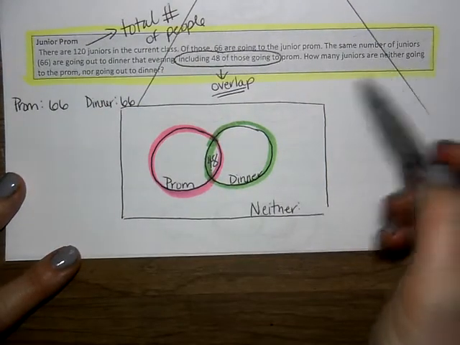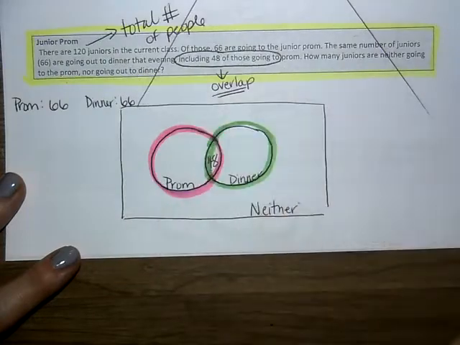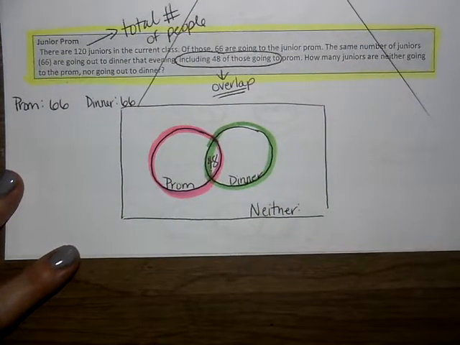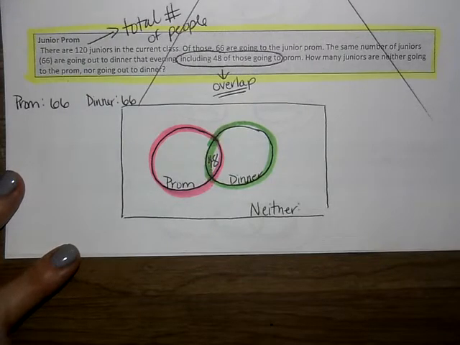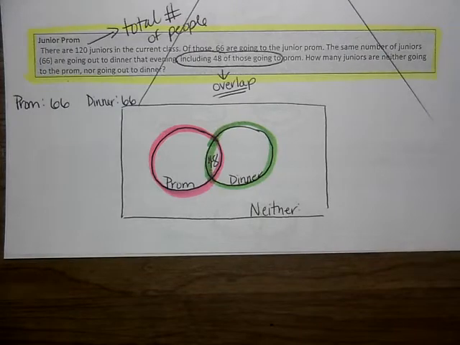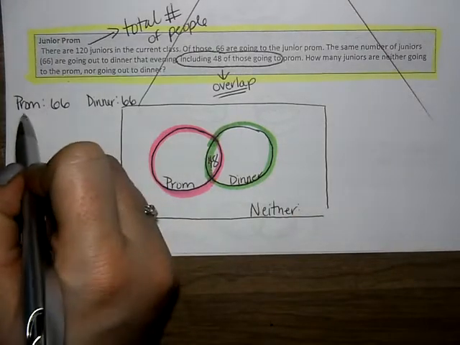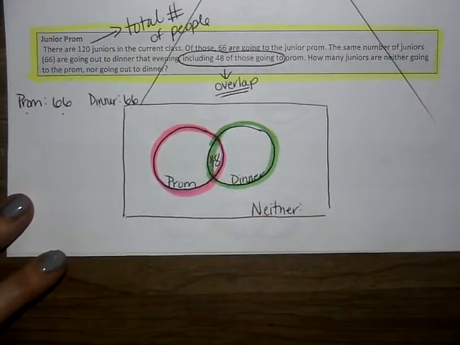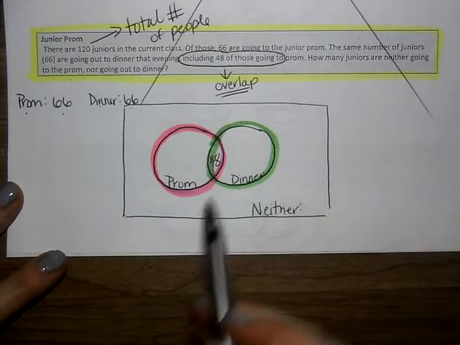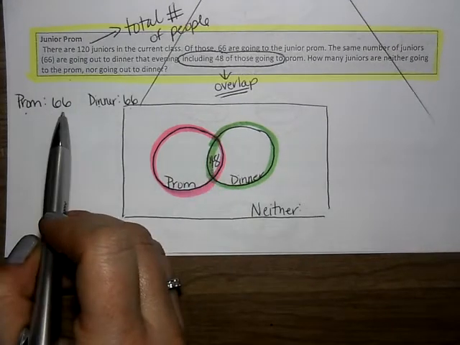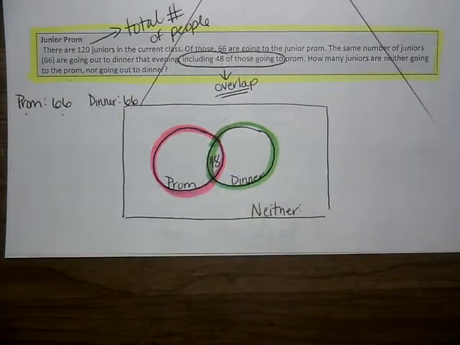How many juniors are going to neither prom nor dinner? So I'm trying to figure out how many people don't fit into any of these categories. So let's think about how to do this. You start at the overlap and then you work your way out, okay? It told me that 66 people were going to prom, that 66 people were going to dinner, but I know that 48 of them are going to both. So what should I do with these numbers? What should I do with this 66 and 48?